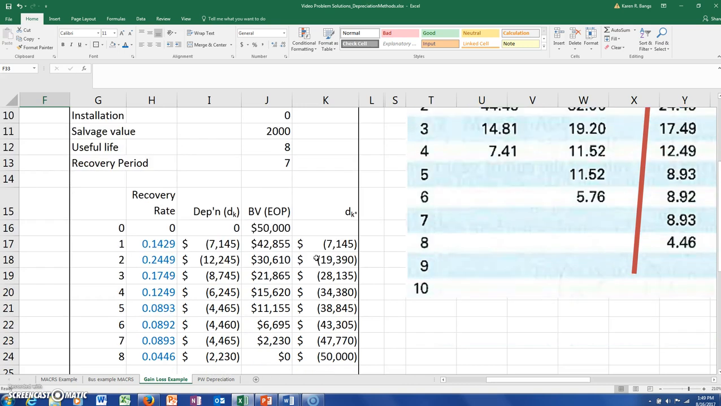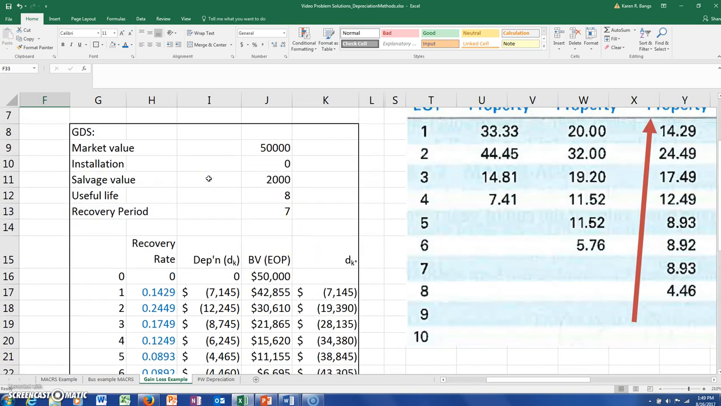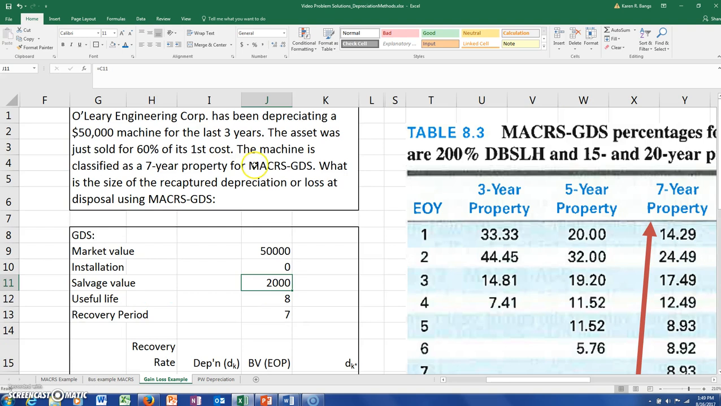So here we have the infamous table by now that I highly recommend that you use. What we paid for it was $50,000. It doesn't give us anything about installation, transportation, any other trade-in, so just $50,000 is our total cost basis, really, our market value or cost basis at the time of purchase. Then the salvage value at the end of its life when we first put it into production was expected to be $2,000. We expected to use it for 8 years, so the salvage value was $2,000 at the end of 8 years when we first put it into production. And we have a recovery period based on the type of equipment this machine is of 7 years.